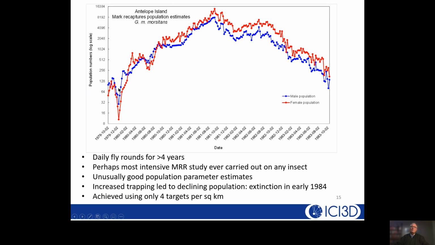Now, what happened was that Glynn allowed the population to grow for a couple of years until the end of 1981, and then started putting on traps, trapped in the morning for a while, and then trapped in the morning and the afternoon later on. And then ultimately what he did was to put the odor-baited targets on there, only 4 per square kilometer, and the population just crashed and crashed and crashed, and ultimately it actually went extinct in around about Christmas 1983.